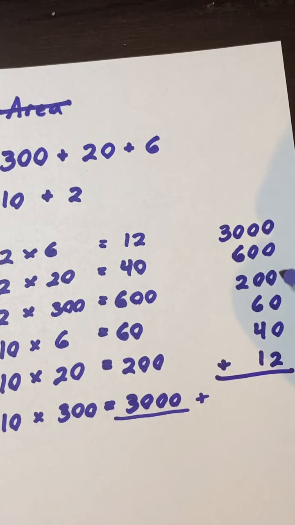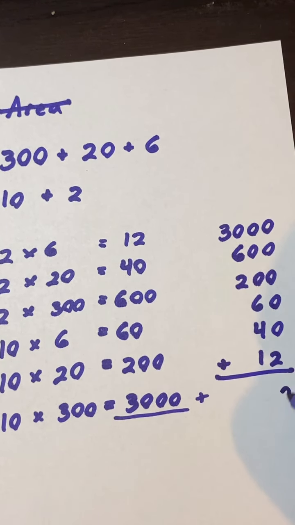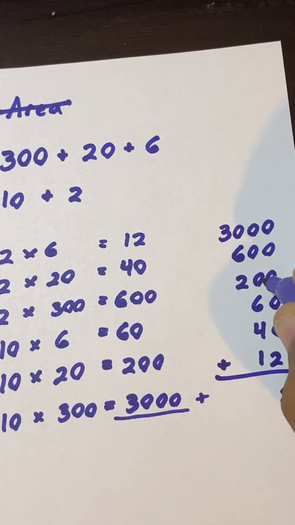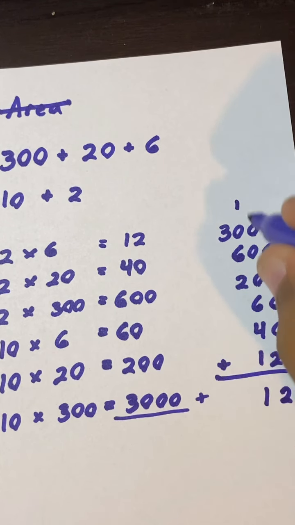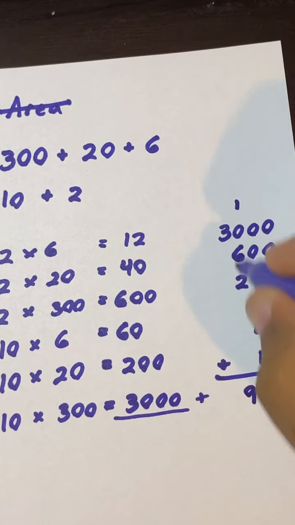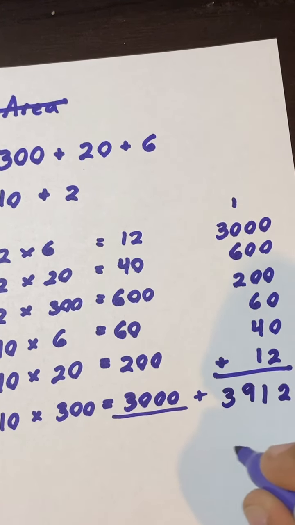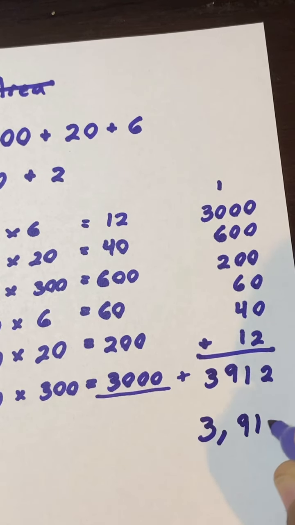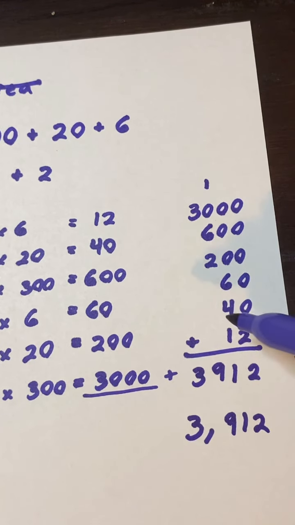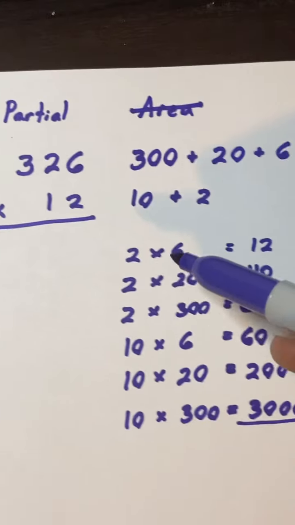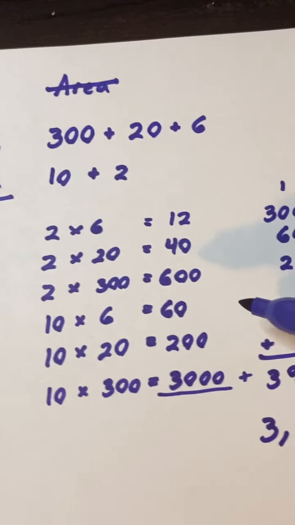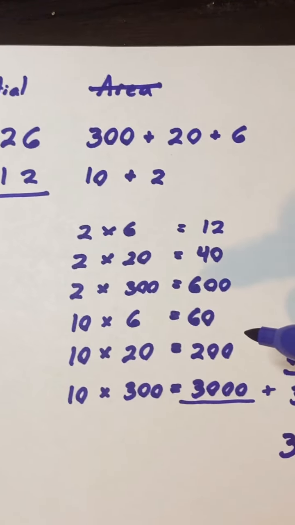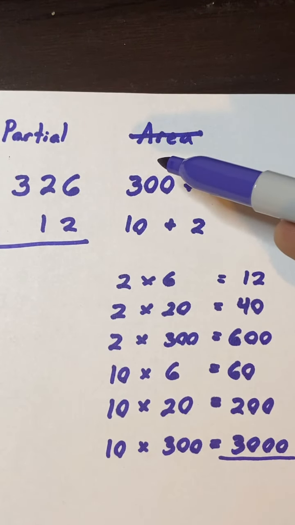So 0 plus 0 plus 0 plus 0 plus 0 plus 2 is 2. 0 plus 0 plus 0 plus 6 plus 4 plus 1 is 11. So 1 here, 1 here. 0 plus 6 plus 2 is 8, plus 1 is 9. And then 3 plus nothing is 3. Our answer is the same as the one before, 3,912. This is the partial product form. Okay, this is the second form. This is the one that the kids are currently doing now. I will do the area form in another video.